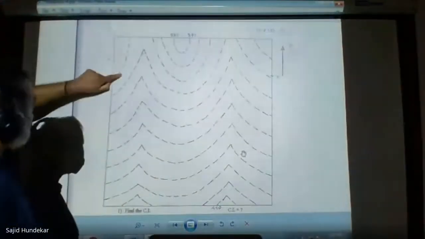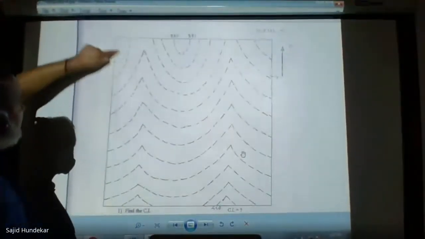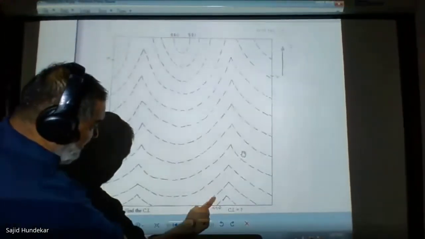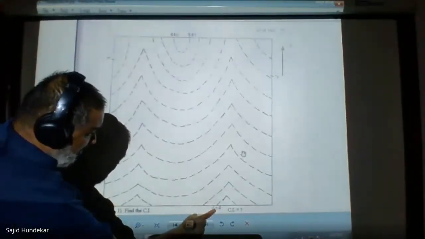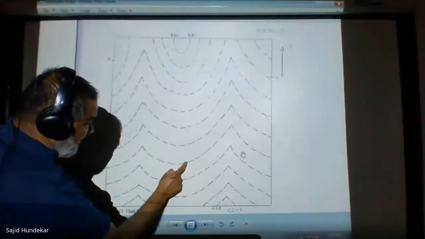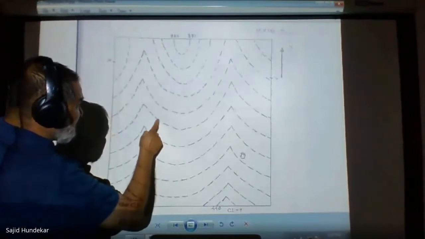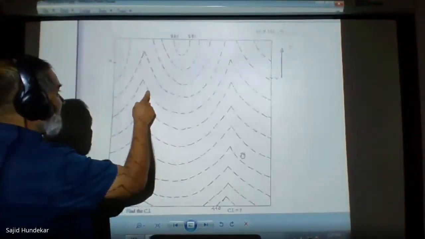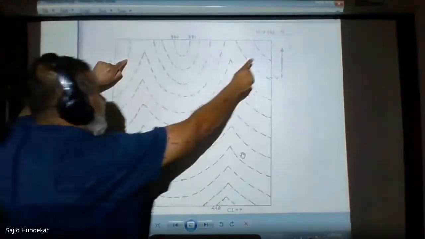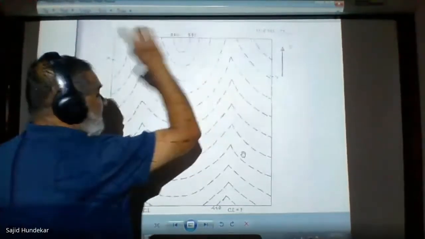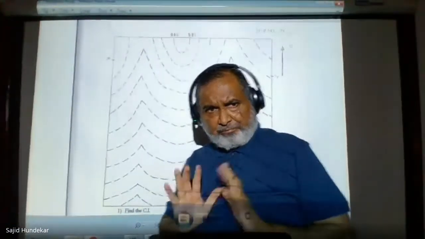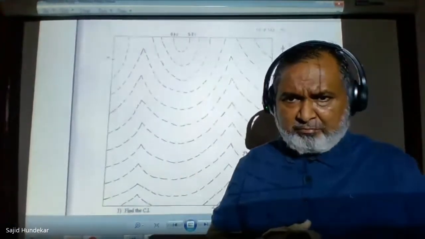Similar one, here also there is a common point. The contour values increase towards the common point. So you have to start from here: 400, 440, 480, 520, 560, 600, 640, 680, 720, 760, 800. So here also 800, here also 800, and in the center we got 880. Clear now? Any doubt is there?